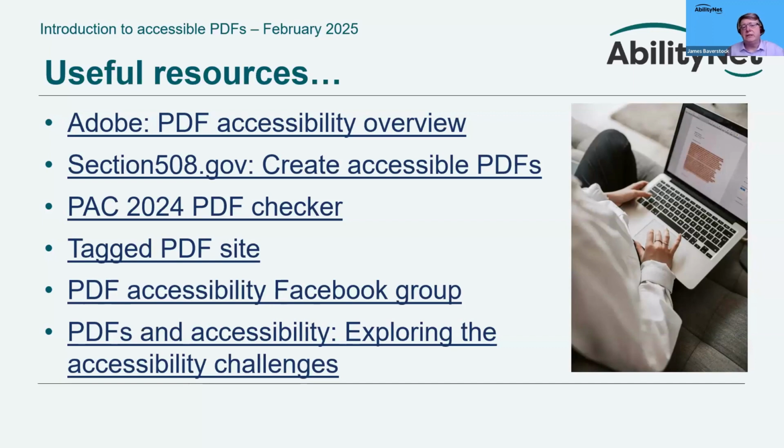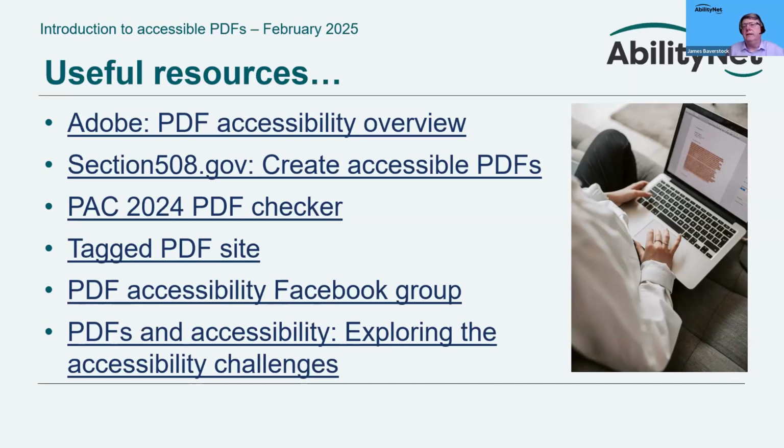There's a link there to the PAC checker, which I demonstrated, and the tagged PDF site, which is a useful complement to the PAC checker that contains videos of how to fix various issues that you find in PAC. The PDF accessibility Facebook group, I'd particularly recommend. It's an absolutely fantastic group of its kind, where you can submit questions and there's a whole back catalogue of questions that have been answered there, which is very useful.